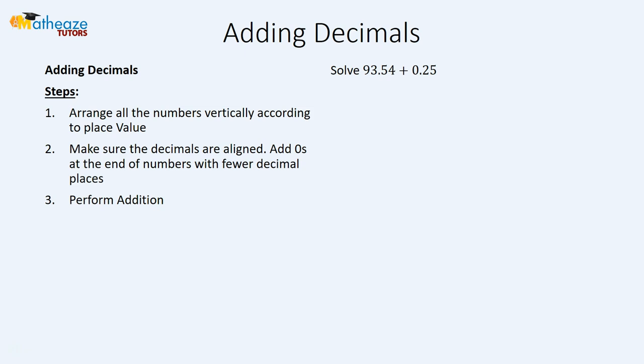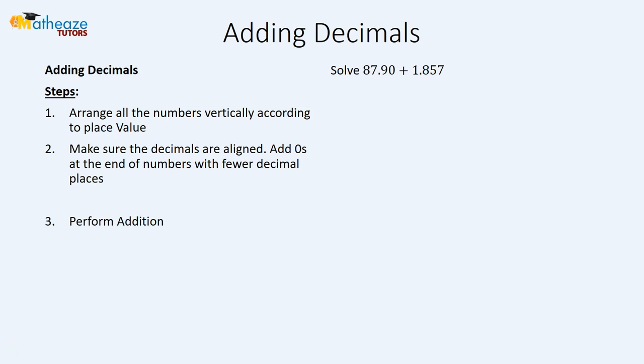Next, we're going to add decimals together. This is a lot easier because we're going to align them at the decimal point. So we have 93.54. We're going to put a decimal point right here, and then we have 0, and then we have 2, 5. Now we can add this together. 4 plus 5, 9, 5 plus 2, 7, 3 plus 0, 3, 9 plus 0 is 9.